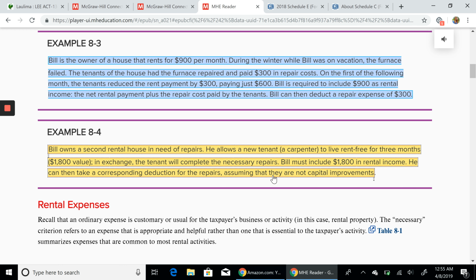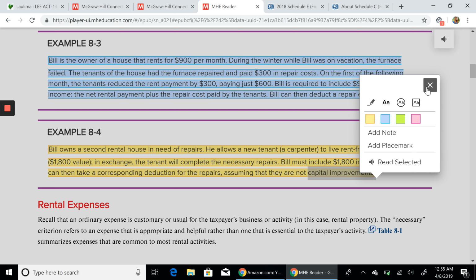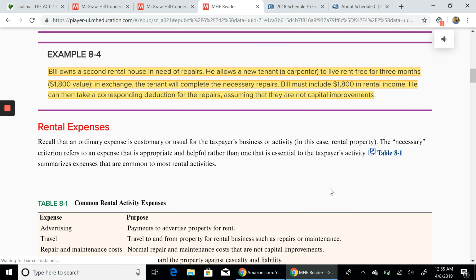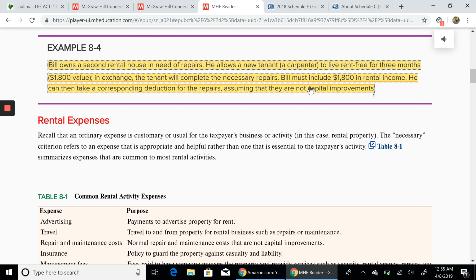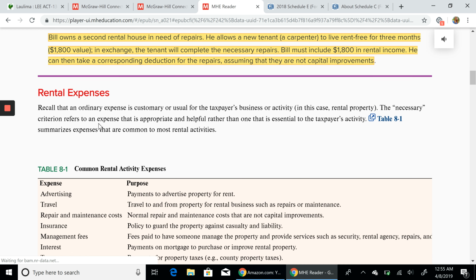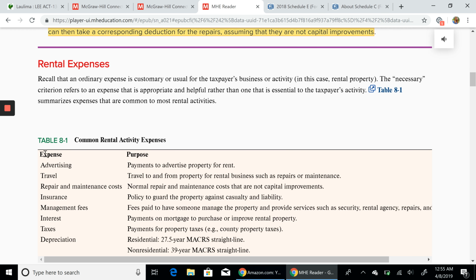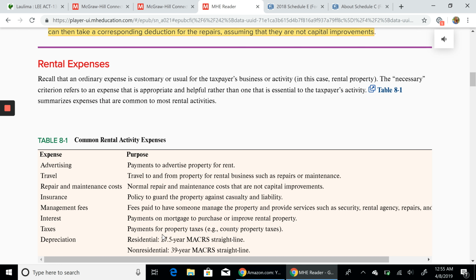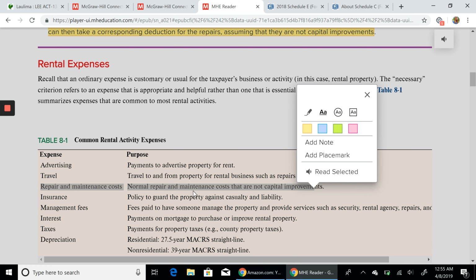Now you see that this says assuming that they are not capital improvements. We'll talk about that in a second. We won't go deep into that, but there is a difference between repairs and maintenance and having to record something as capital improvements. Let's keep going here. So here we have an expense, common rental expenses, and the purpose. So I would recommend reading through these. Repair and maintenance costs is normal repair and maintenance costs that are not capital improvements.